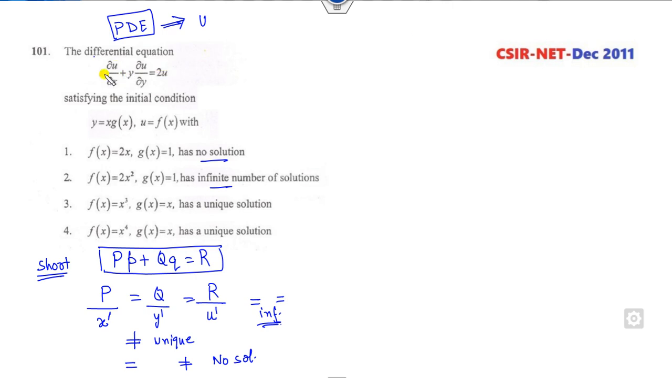Now you can see, this is x over, this is y over, this is 2u over, fine. Now, if I call this x dash, this is y dash, this is u dash. So look at the first option. Here x I can consider as t. What is the value of y?